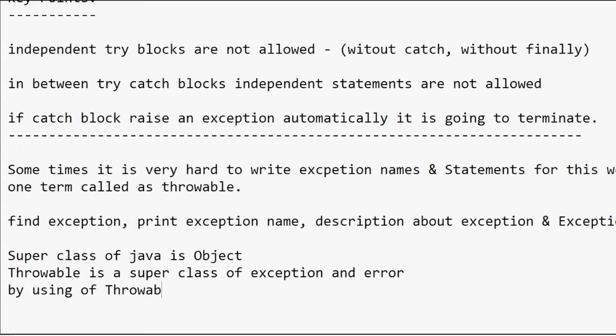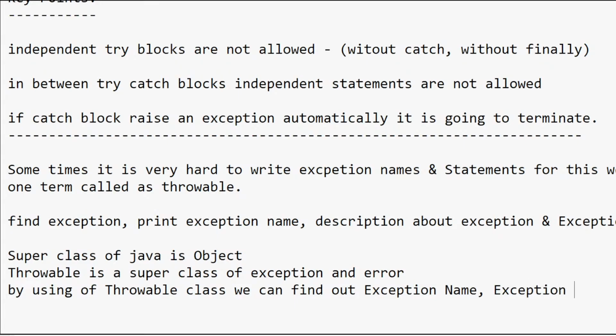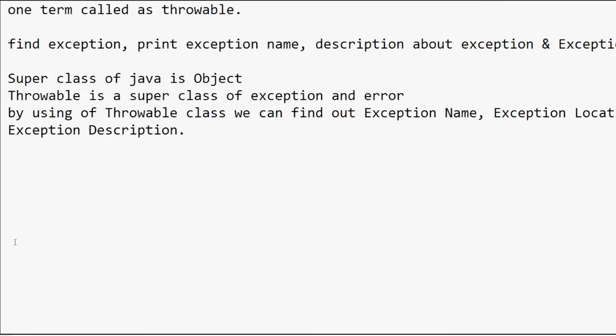We can find out the exception name, next one is exception location, and the last one here is exception description. We can find out the exception name, the exception location, and the exception description with the help of the Throwable class. With the help of the Throwable class we can do all these things here.